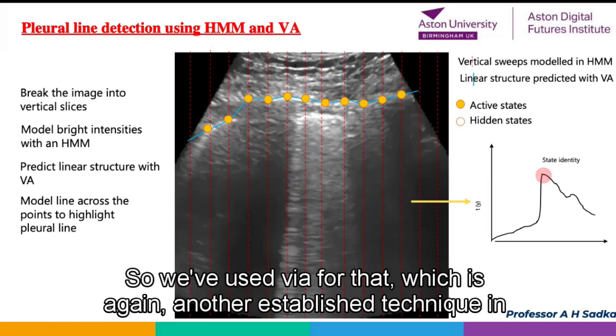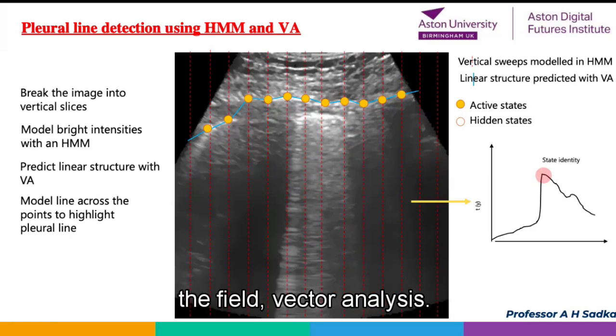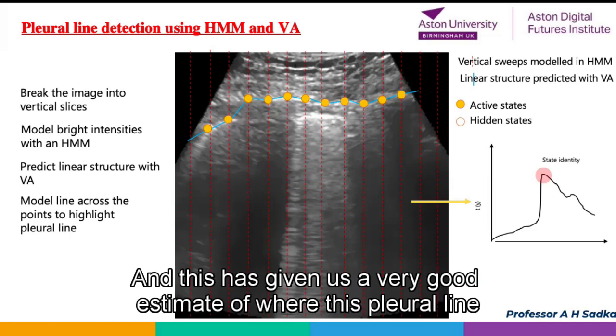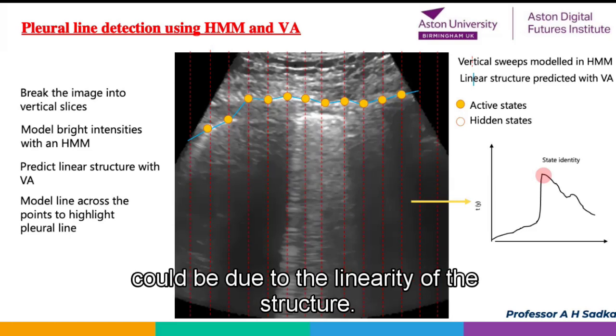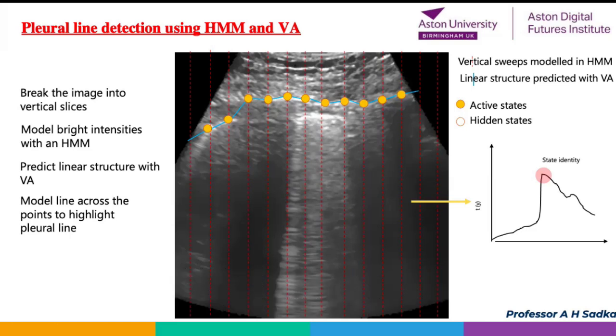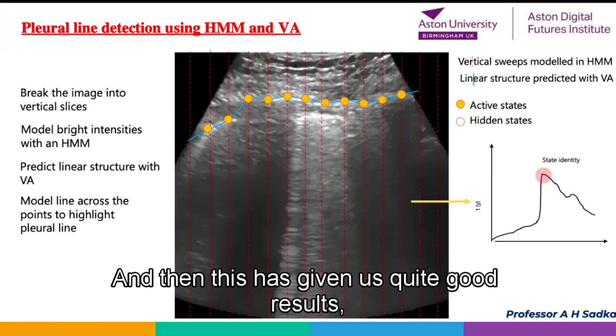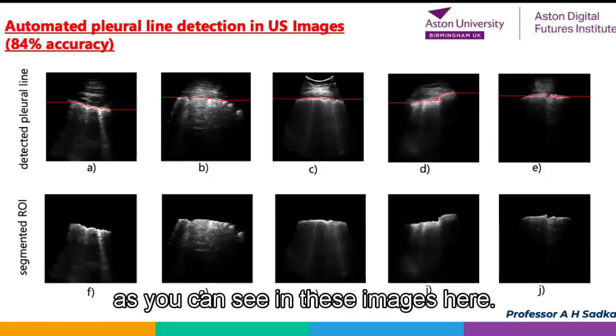So we've used VA for that, which is again another established technique in the field, vector analysis. And this has given us a very good estimate of where this pleural line could be due to the linearity of the structure. And then this has given us quite good results, as you could see in these images here.